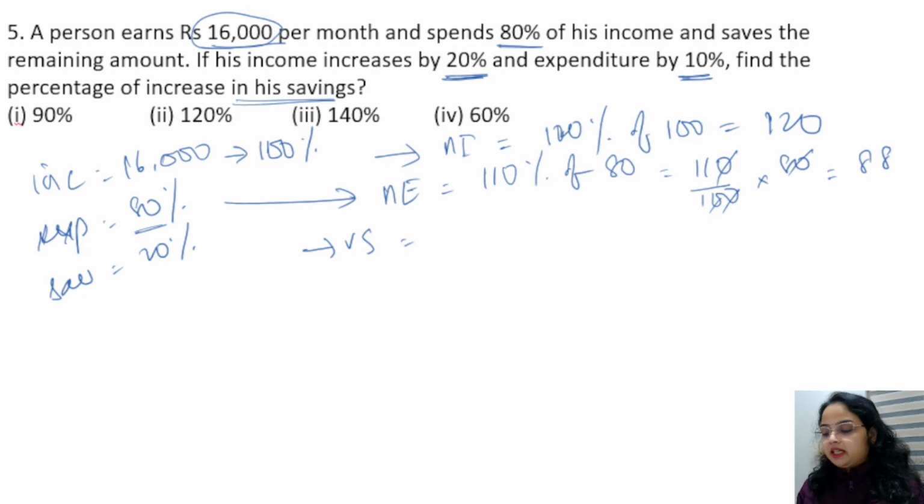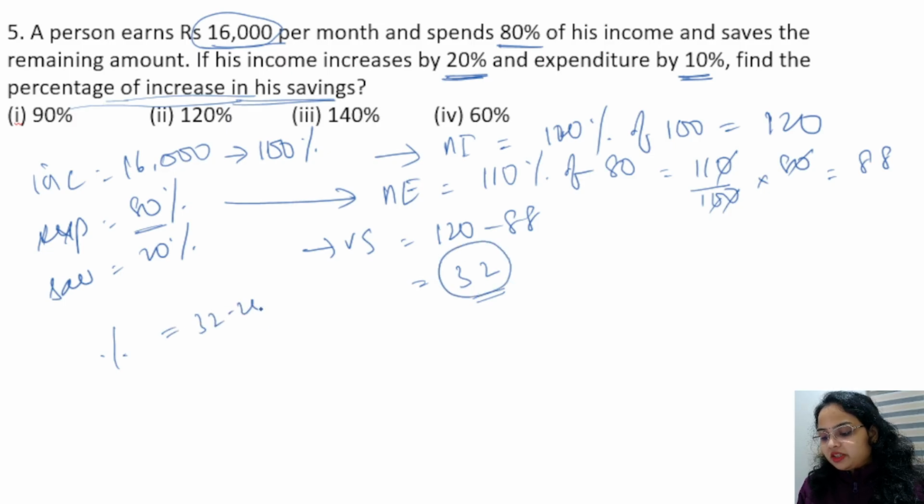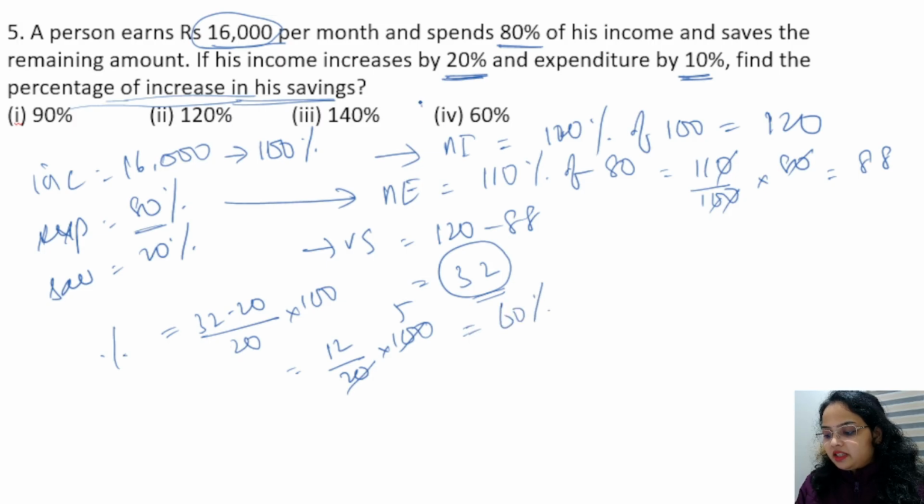So what is the remaining savings? Savings is income minus expenditure. It is 120 minus 88, it is 32. So the new savings is 32 rupees. We have to find the percentage increase in the savings. So the percentage increase is 32 minus 20 divided by initial savings 20, into 100. It is 12 by 20 into 100. It is 12 into 5. It is 60%. 60% is the increase in savings.